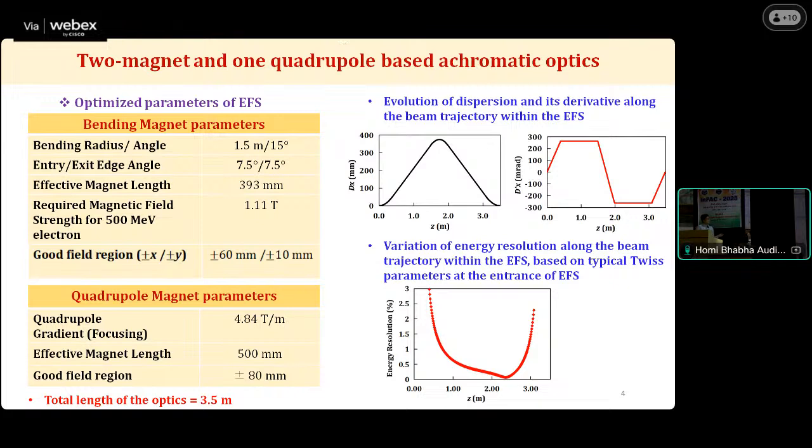And these are the plots. This shows the dispersion versus the distance along the reference trajectory. We see that if there is no dispersion at the beginning, there is no dispersion at the exit. So it is an achromatic system. Same goes with the derivative of dispersion.